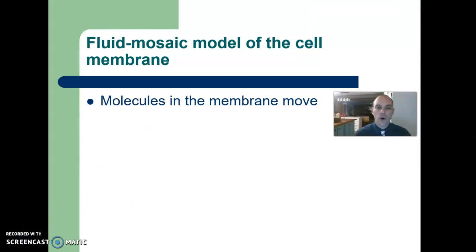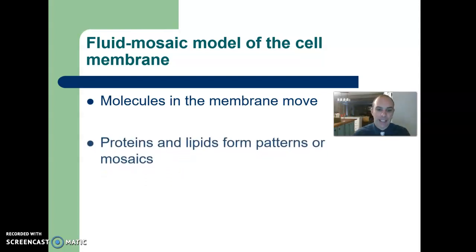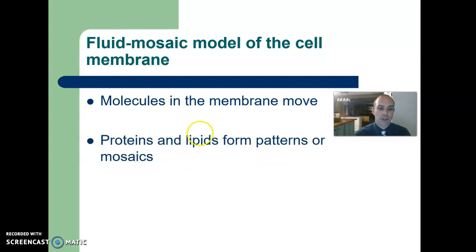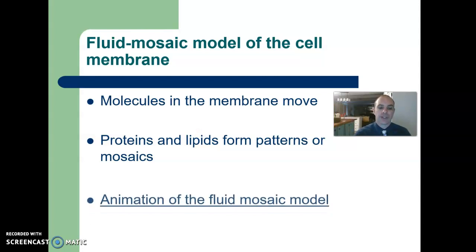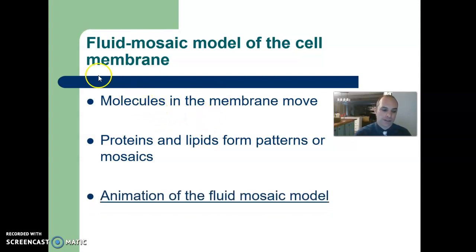So the cell membrane is known as the fluid mosaic model of the cell. Fluid, constantly moving, mosaic, no perfect pattern. You saw those proteins embedded in there. They're embedded in there randomly. Proteins and lipids form patterns or mosaics, meaning you can't repeat them. They're very random patterns. And the animation doesn't work, so we're not going to do that.